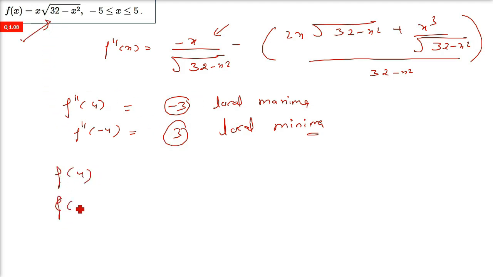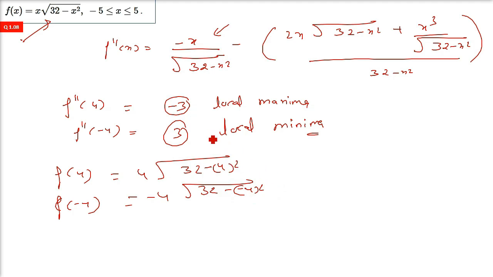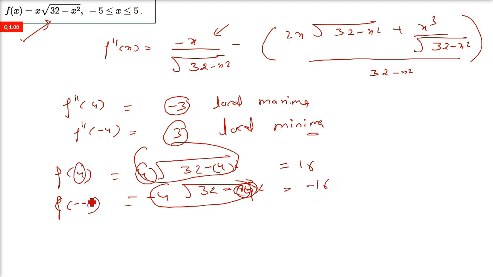Not f double dash 4, not f dash 4, but f 4. This 4 and negative 4 has to go in the original equation. And since the square inside will be positive in any case because it is being squared, and 4 and negative 4 are outside, there is only the difference of sign between f 4 and f negative 4. f 4 will give you 16, f negative 4 will give you negative 16. Up till now you have known that these are the values of the function at local maxima and local minima. First one is local maxima, the value is 16, local minima value is negative 16.